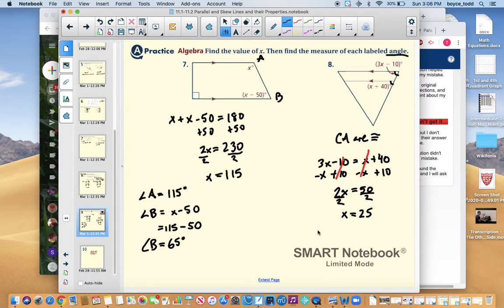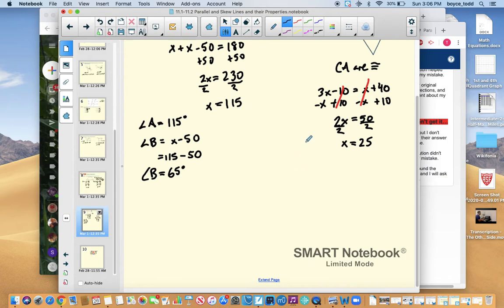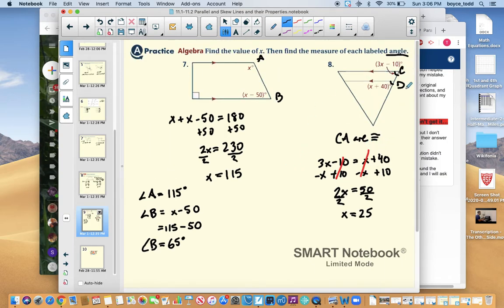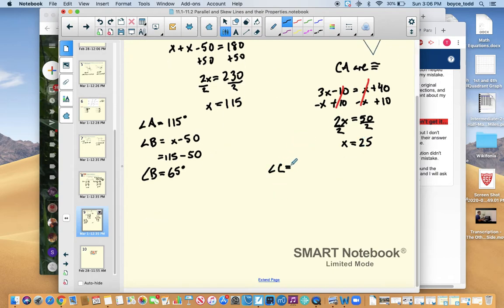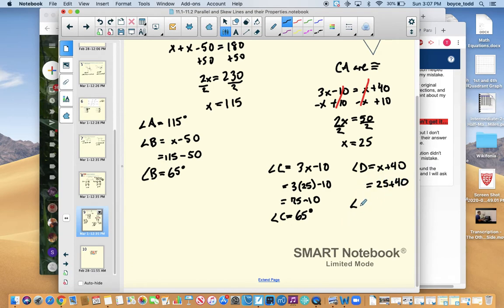Now that doesn't give us our final answer. We need our angles, right? So let's call this angle C and this angle D. Okay, so angle C is 3x minus 10. So we're going to have 3 times 25 minus 10, which is 75 minus 10, and angle C is equal to 65 degrees. All right, then angle D is equal to x plus 40. And that one's a little easier, right? We're just going to put in our 25 plus 40. And it makes sense that these two would be equal. In fact, you don't even need to do this last part, because once we get this answer for angle C, we know that angle C and angle D are congruent. So you wouldn't actually have to do the calculation for angle D.